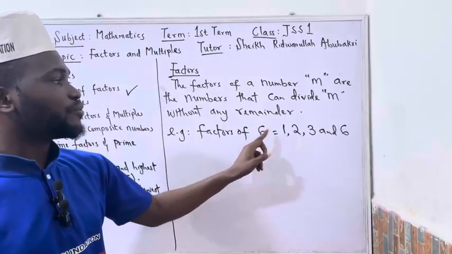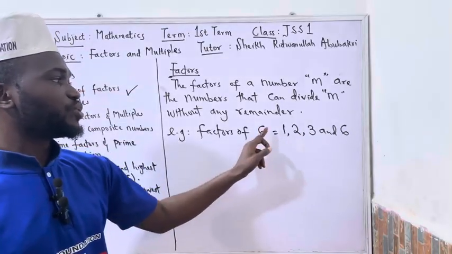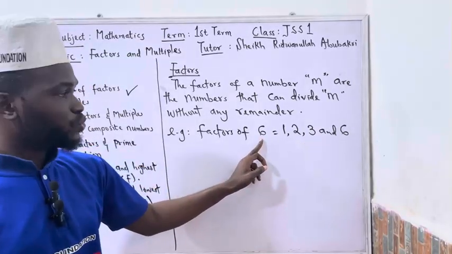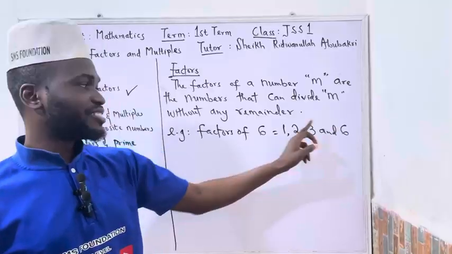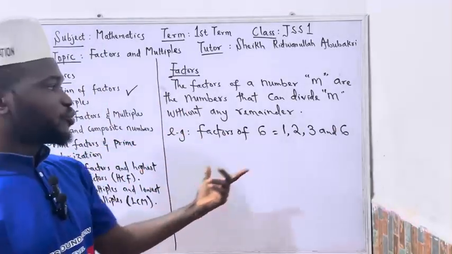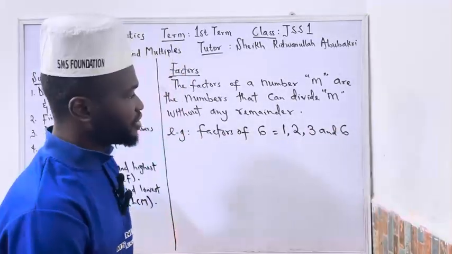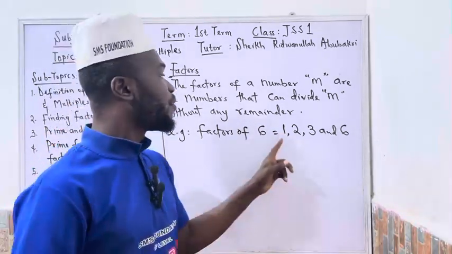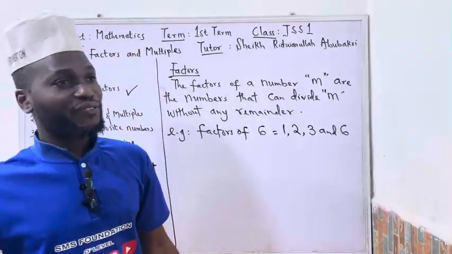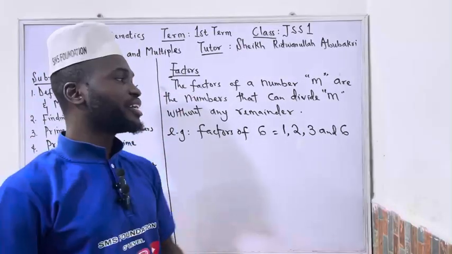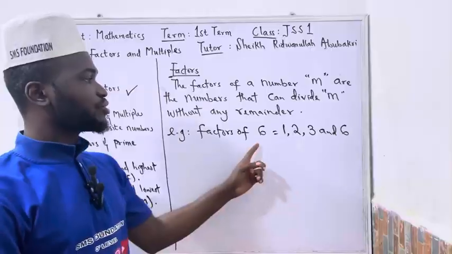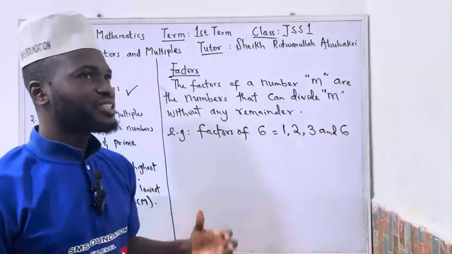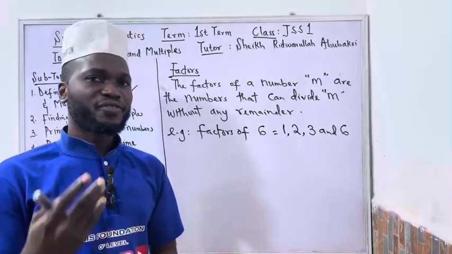6 divided by 1 will give you 6. 6 divided by 2 will give you 3 without any remainder. 6 divided by 3 will give you 2 without any remainder. 6 divided by 6 will give you 1. So from what we have here now, we can see that 1 is a factor of 6, and that is how 1 behaves. 1 is a factor of every number in this life. So then talking about 6 itself, 6 can also divide 6, meaning that every number is a factor of itself.